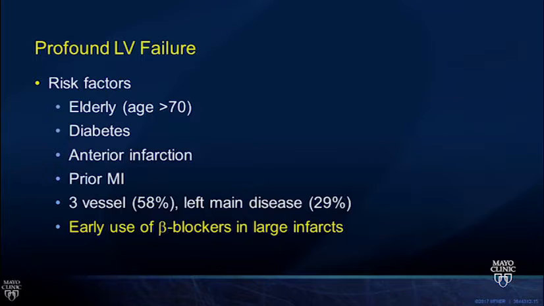With regards to profound LV failure, the risk factors include elderly patients who are diabetic. Typically, this is an anterior infarct, and they may have had prior infarcts that have reduced their strong contractile myocardium. This occurs in more severe coronary disease and in the setting of early use of beta blockers.